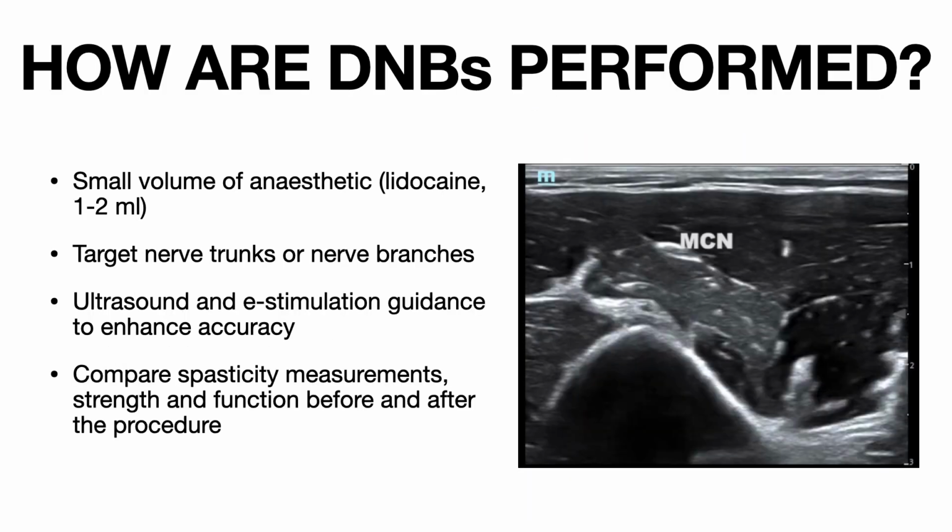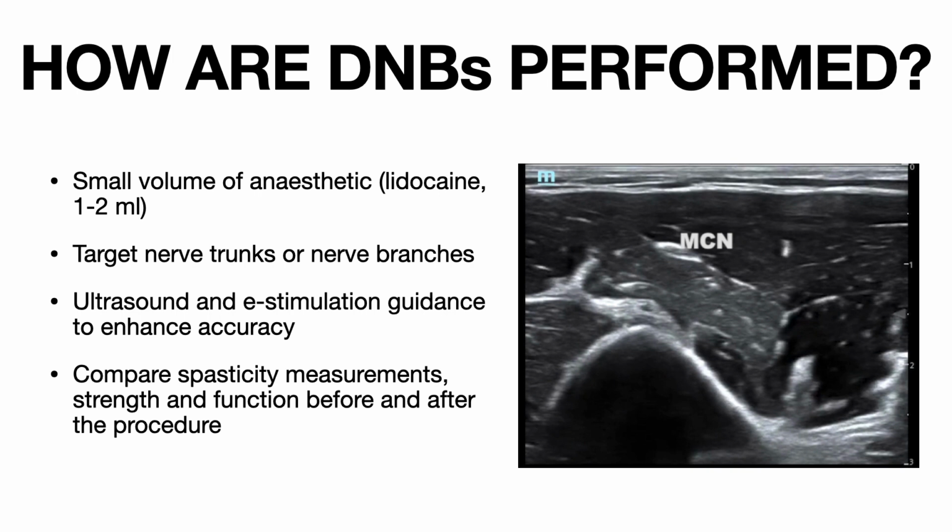So how do we do these blocks? Typically, we inject a small volume of anesthetic around the nerves. We prefer to use lidocaine because it's short-acting and rapid onset, so we can see the impact on tone reduction relatively quickly. Generally, the volumes are between 1 to 2 mL for each nerve that we target.